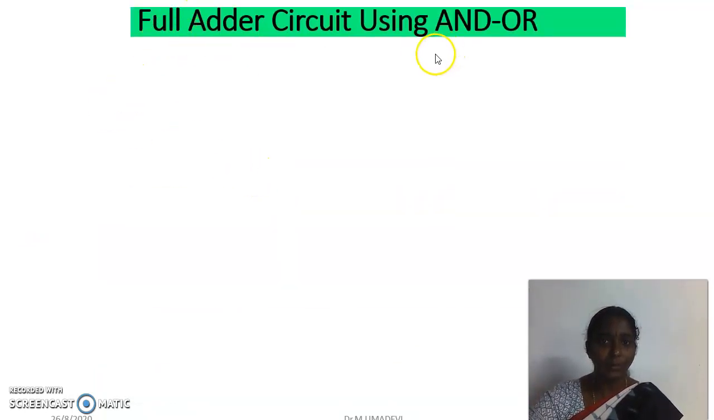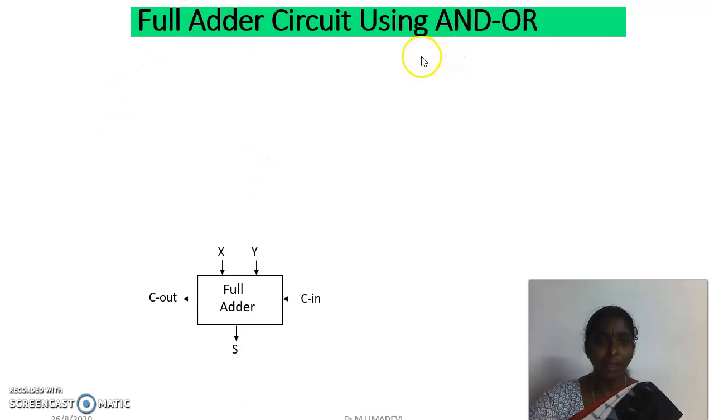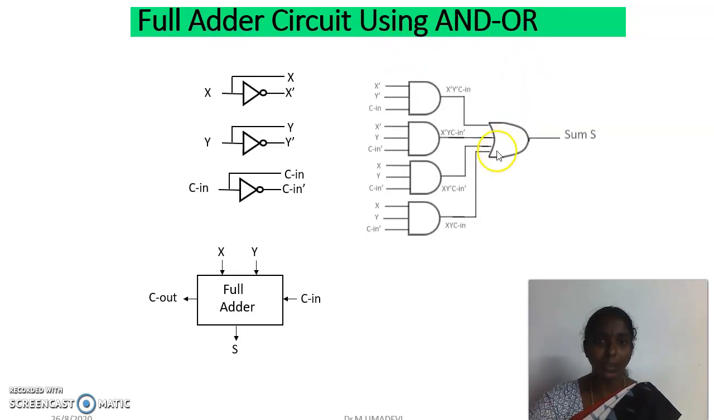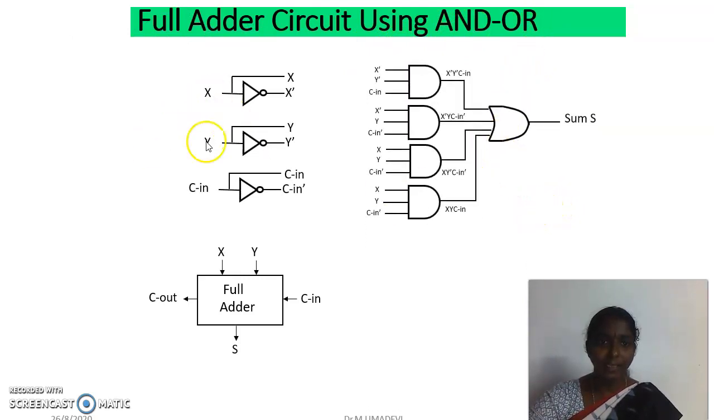Next, the full adder circuit can be implemented using AND and OR gate combination. So here x, y, c in are the inputs. Then x dash, y dash, c in dash are the outputs of the NOT gates. Then this is full adder.